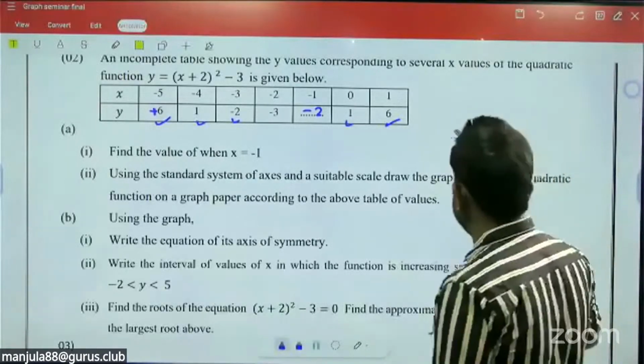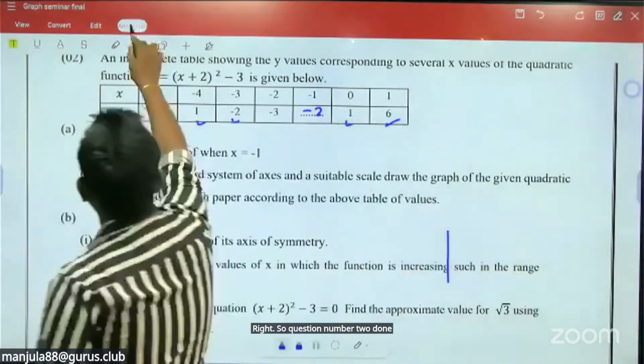Right. So question number 2 done. Now 3.